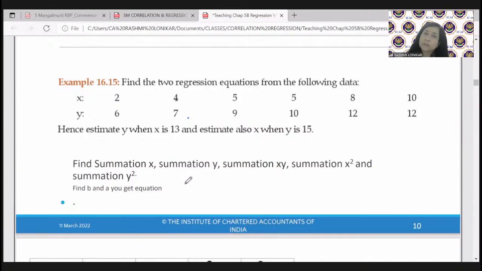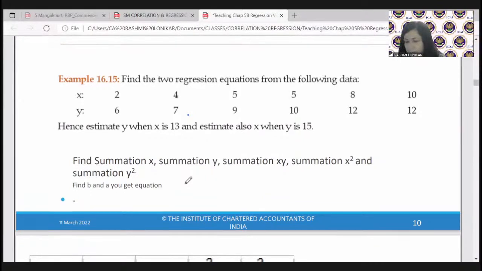After that, when you want to find the regression lines, what are the steps you are going to do? First, find mean of x and mean of y. Second step, find the regression coefficients byx and bxy. Then third thing is find a. Fourth, find the line of regression. And fifth, find whatever is asked. Put in the value of x and y and find out the value of x and y.